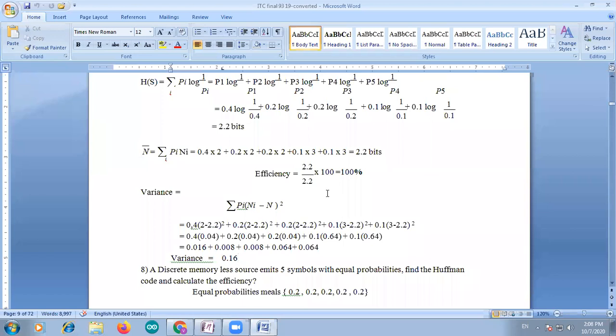It obeys Shannon's source coding theorem. That is, H of S by N bar should be less than or equal to 1. Otherwise, that code does not exist at all. So that's why you can calculate the efficiency of the Huffman code also. Okay, next.